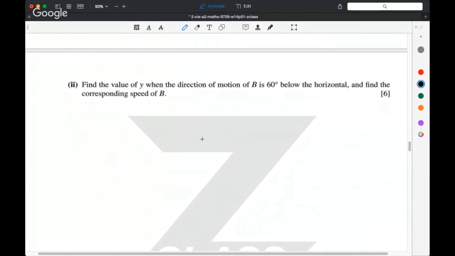Find the value of y when the direction of motion of B is 60 degrees below the horizontal, and find the corresponding speed of V. Well, at this time, the motion is like 60 degrees. So at this very moment, that's 60 degrees.